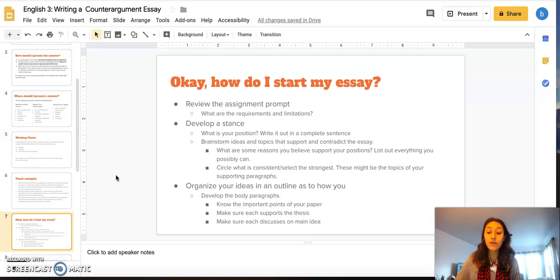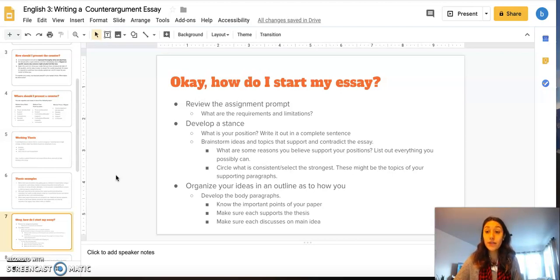So go back and review the assignment page and make sure that your thesis statement is clearly developed, or it's clearly holding a position. So develop a stance and brainstorm ideas and topics that you can use to support your stance, and also brainstorm ideas that essentially oppose your stance. So you can use those in the counterargument portion of your paper.